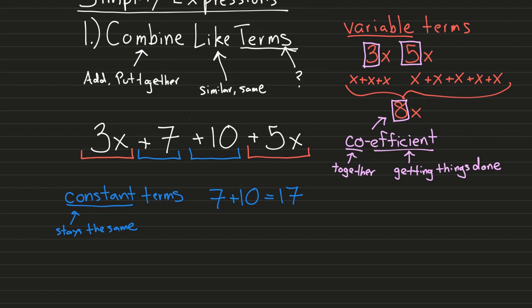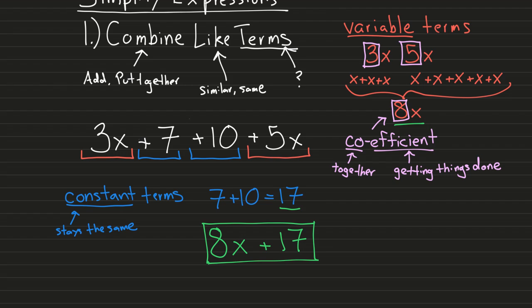So now we have combined our variable terms. We got 8x. We've combined our constant terms. We got 17. So now all we're going to do is bring those things back together. We have 8x plus 17. And that right there is our simplified expression.